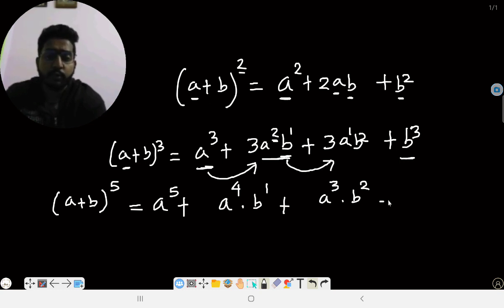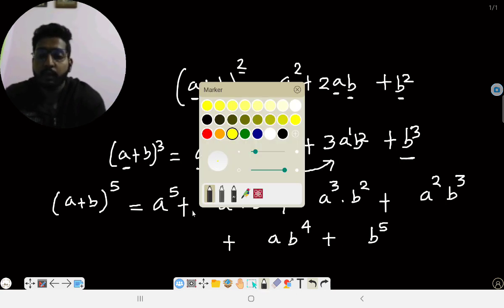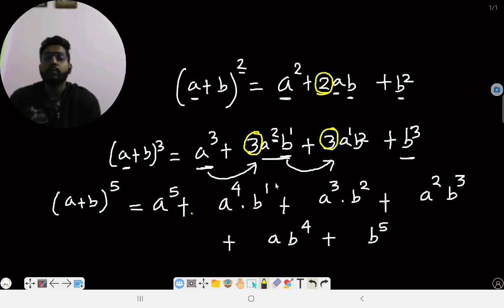Now what will be the next one? Guess that one. It will be a square, that means the power of a is decreasing and the power of b is increasing, so b becomes 3, plus. Now again a and b to the power 4, plus the next one is b to the power 5, like this. Done. Now look at the coefficients here, 3. Here you can see there is a 2. Now what will be the coefficient?